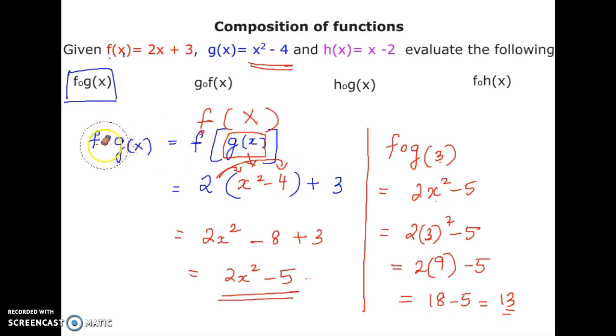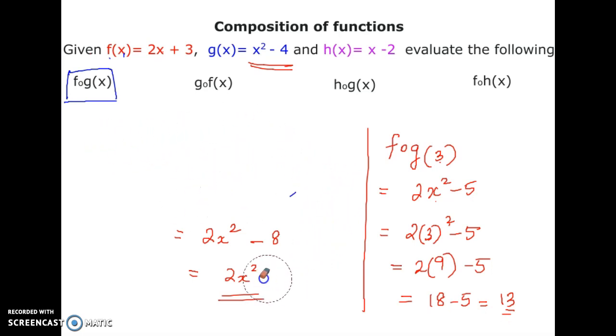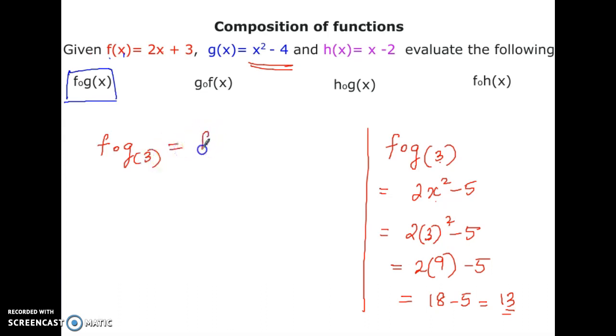Or let me clear this left side. Or the same problem can be done this way. The question is f of g of 3. So we keep f as the first function, and then we put g of 3 in parentheses like that. And then in the rule for f, we're going to evaluate g of 3 first.